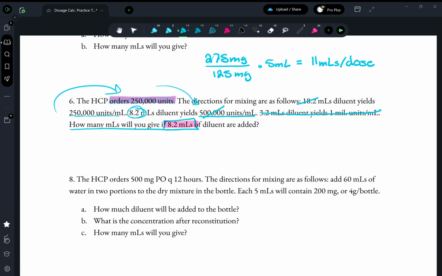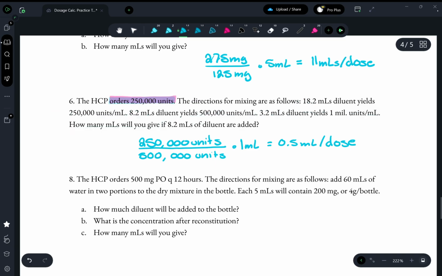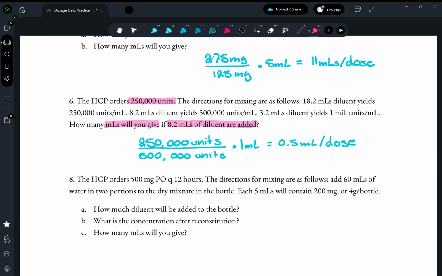So how are we doing this? We are putting our order at the top, like we've been doing, 250,000 units. And we know that if we put 8.2 mLs, like the question wants, we're going to get 500,000. So we're going to divide our order by 500,000 units, and then it's just times 1 ml, so you can add that. And then we're going to get 0.5 mLs per dose. So yeah, at the end, just remember what the question is asking. We want to know how many mLs will you give if 8.2 mLs are added. So you just divide your order by your availability.